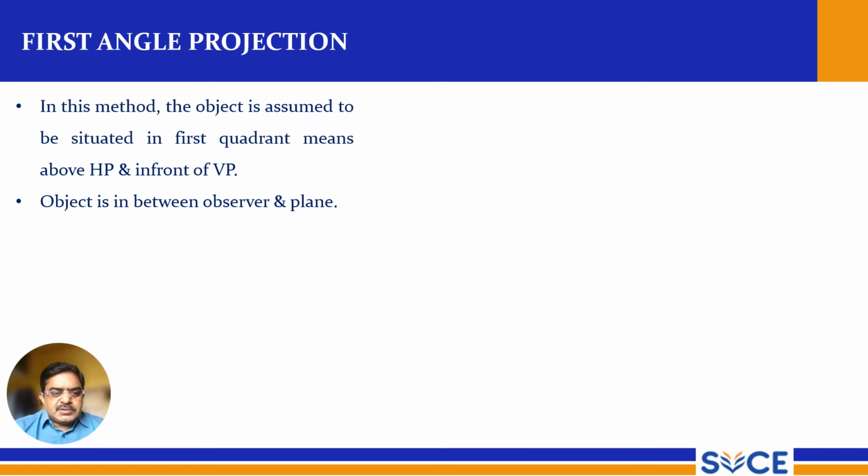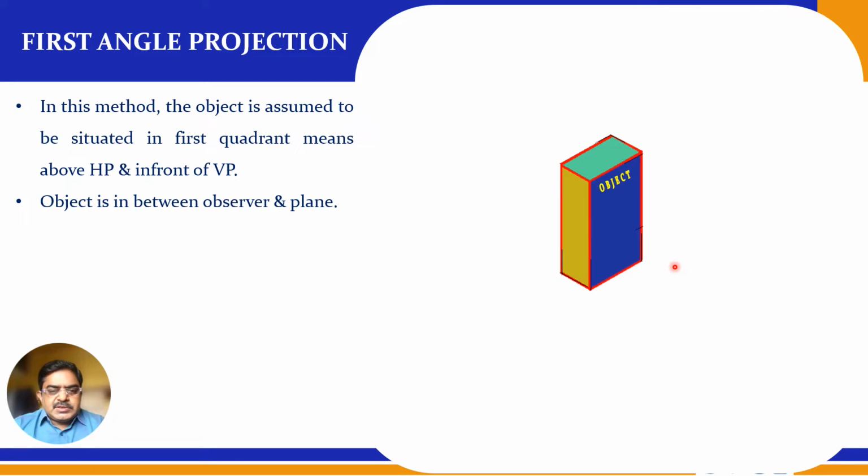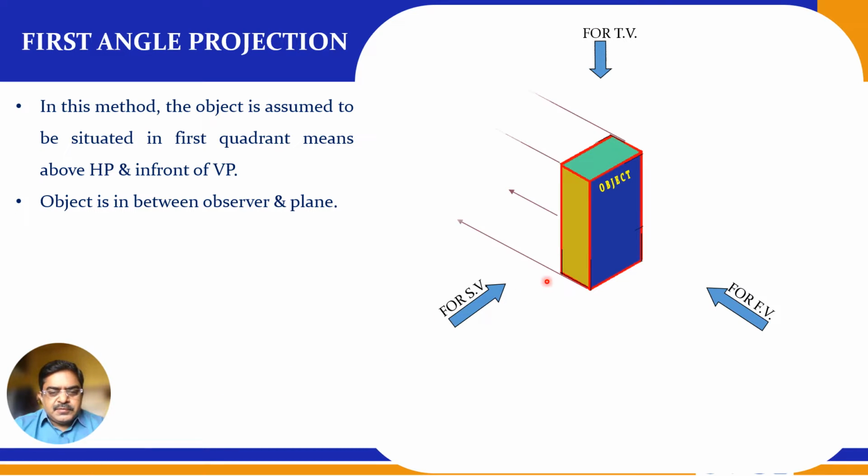First angle projection is the method we have followed throughout our syllabus. The object is assumed to be situated in the first quadrant. That means above HP and in front of VP, and this is the object. The observer is always on the front side, and this is obviously the front view, and the top view is seen from the top, and this is the side view, right?